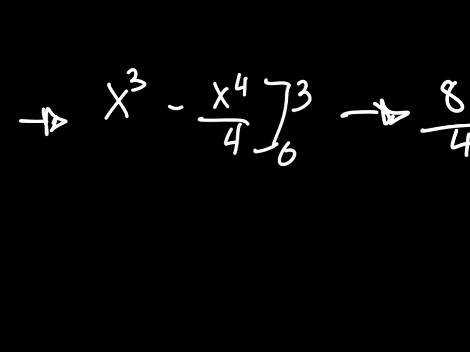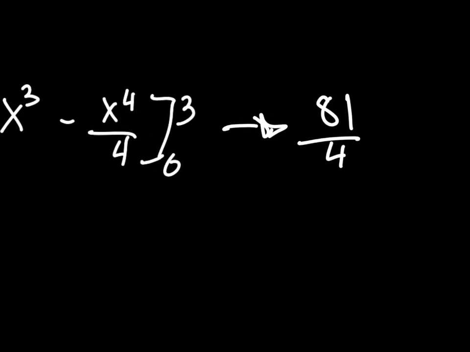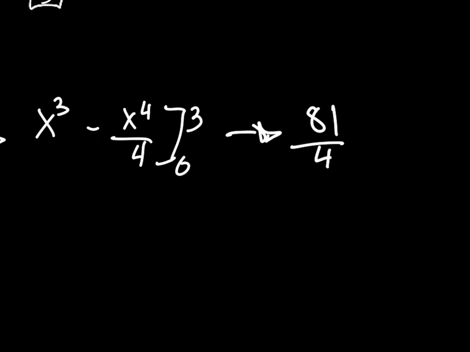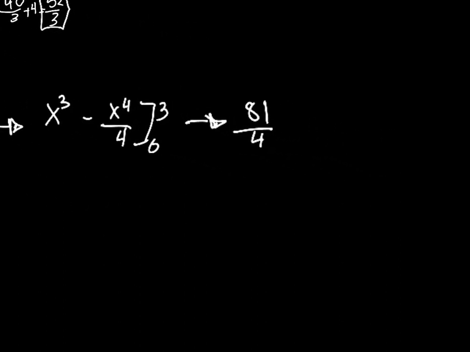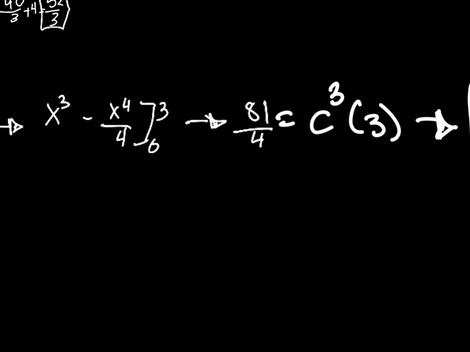81 over 4. However, we still have the constant, because it's asking us to find the average value of c. The average value of c times 0 would be 0. So it's actually asking us to find the average value of c when it's equal to 3. So we see, this is equal to c of 3. Once we plug that in, convert it to decimal numbers, and we get 1.889. That will be our final answer.